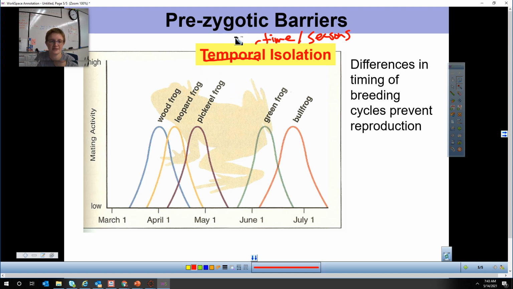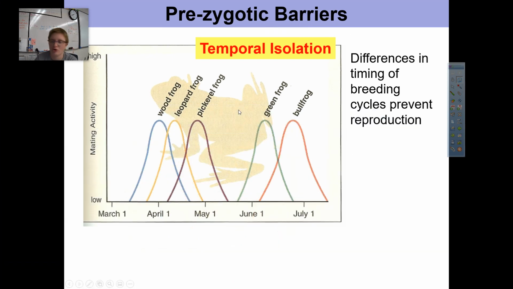A lot of the times they just come into their breeding cycle later, and that's why they don't mate with each other. And that's a pre-zygotic barrier because that happens before there's ever a zygote. It prevents the zygote from ever forming. The fact that these guys are not mating at the same time of year prevents a zygote from forming.